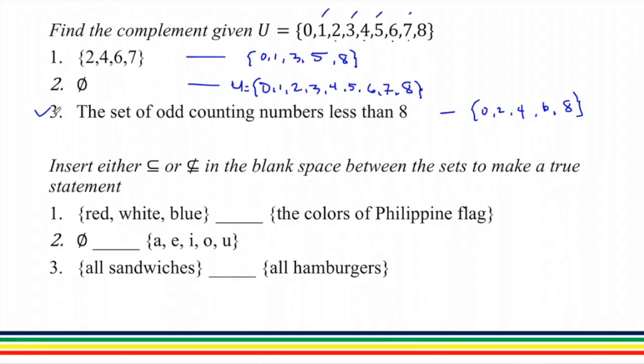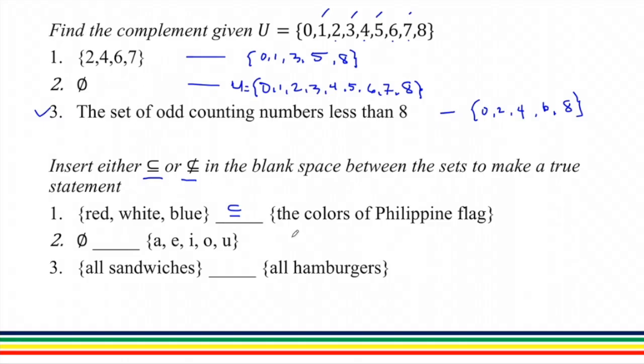Let's insert either a subset or not a subset in the blank space between the sets to make a true statement. Red, white, blue is a subset or not a subset of the colors of the Philippine flag? So this is a subset of the colors of the Philippine flag.